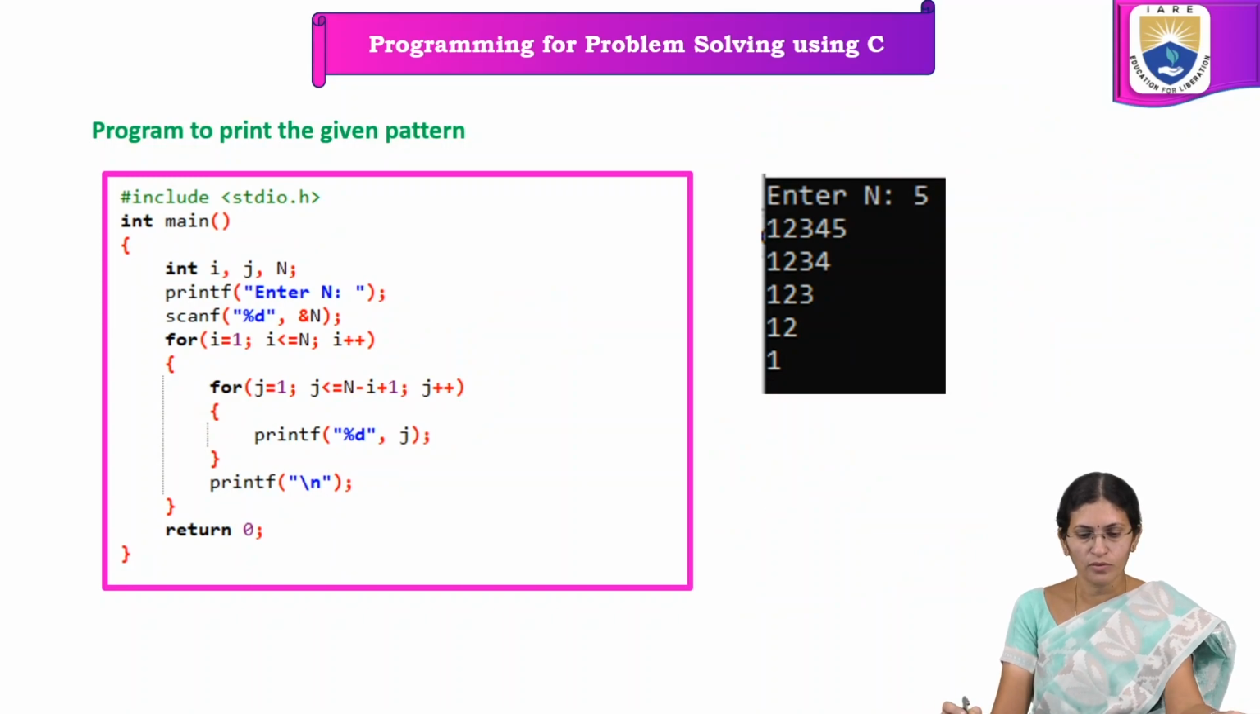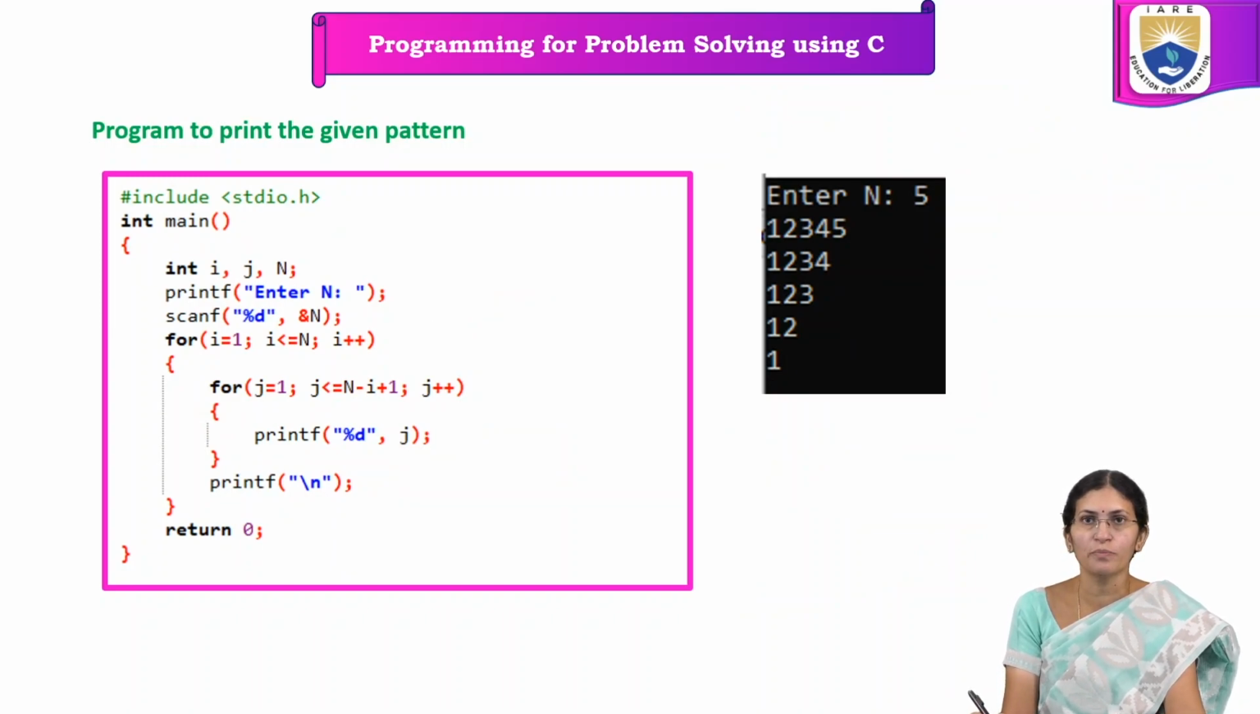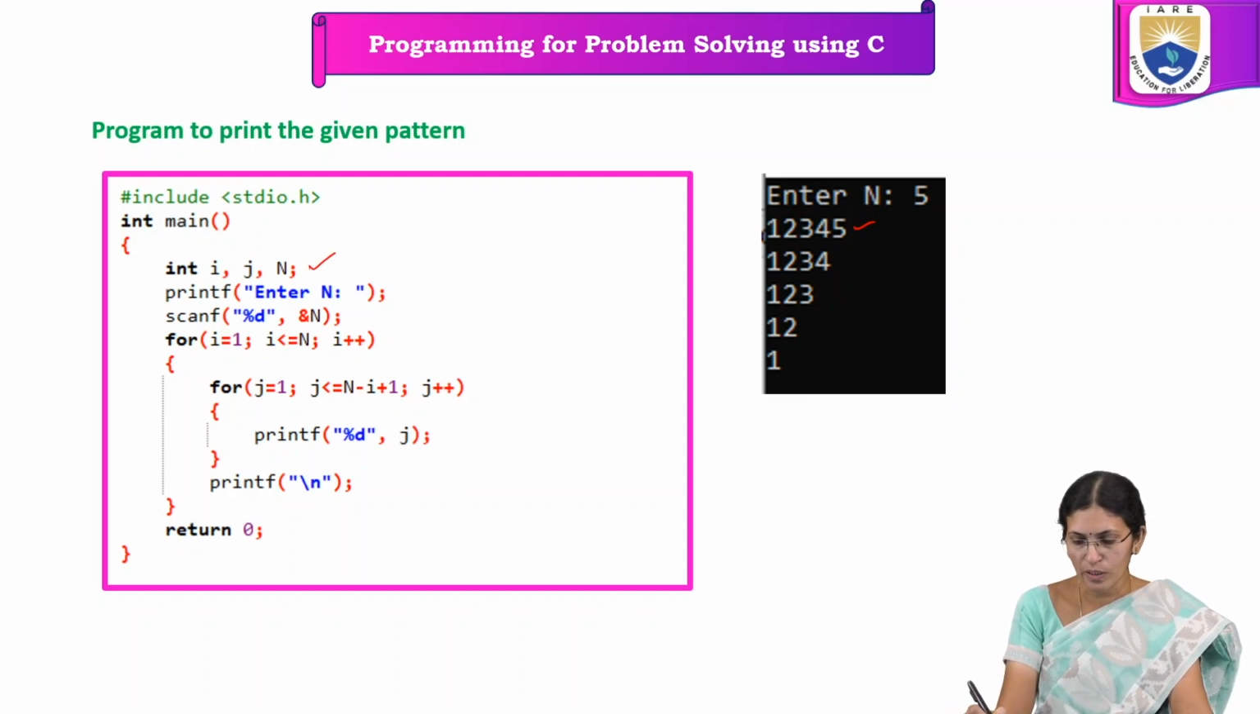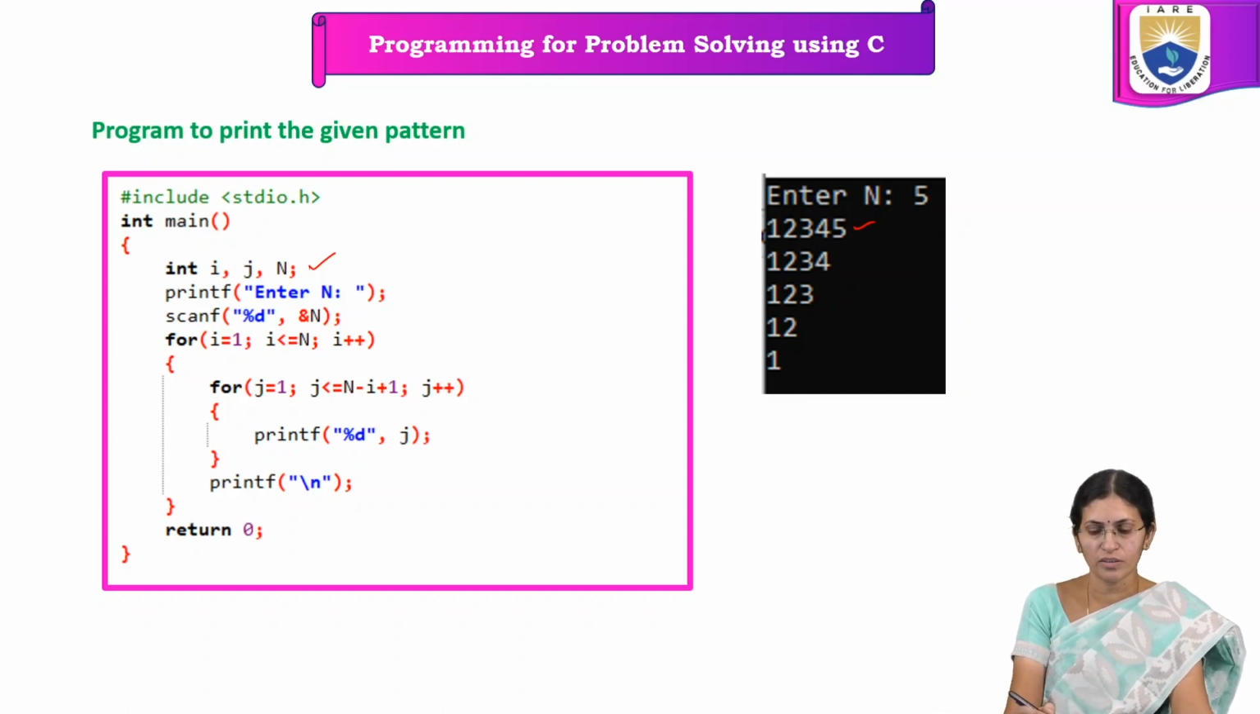Next one, this is another pattern where we need to print numbers, but the numbers are printed in a different way. You can see here. Now let us see the logic for this program. Here also we are making use of 2 for loops, one loop to iterate over the rows and another loop to iterate over the columns. Here we need to use 3 integer variables: one which holds the number of rows, another variable to iterate over the rows, and another variable to iterate over the columns.